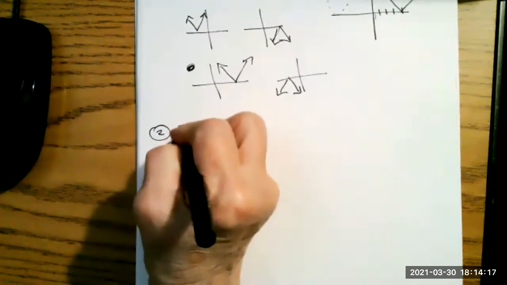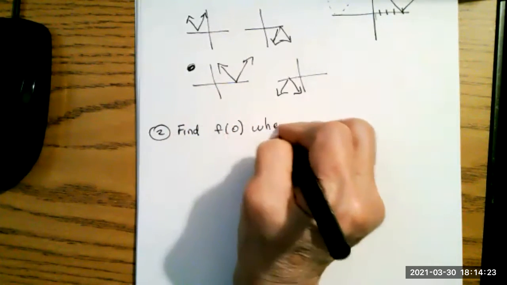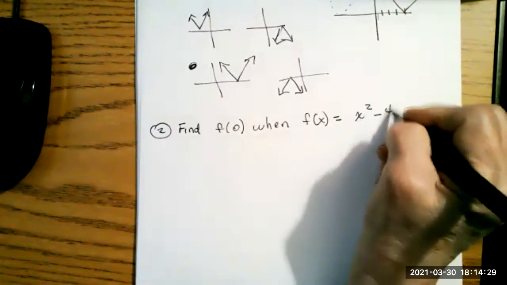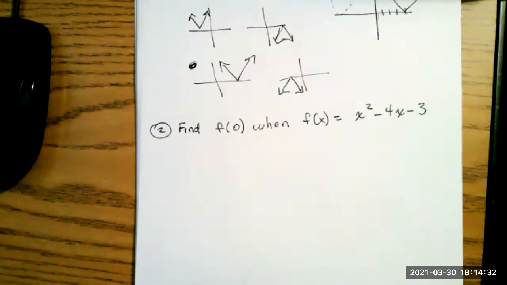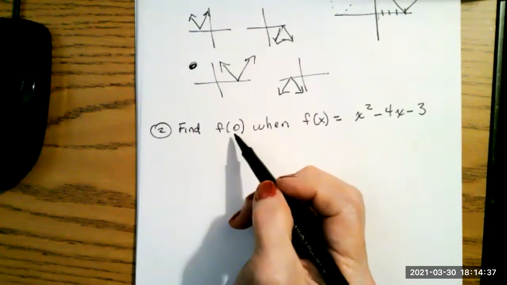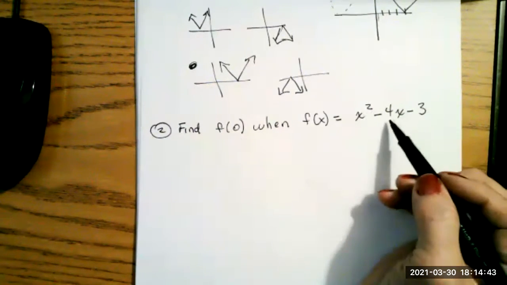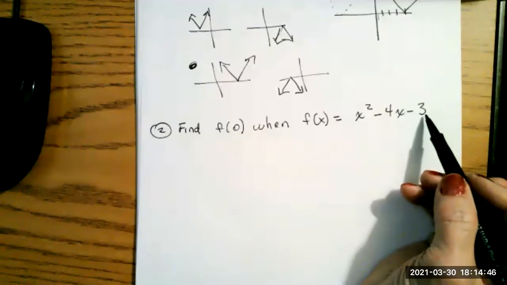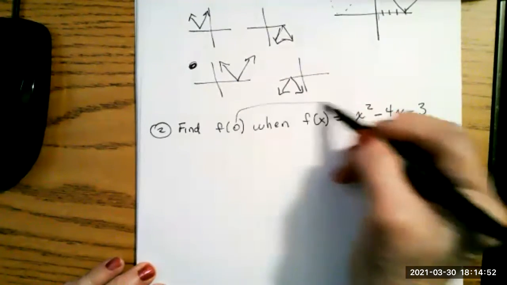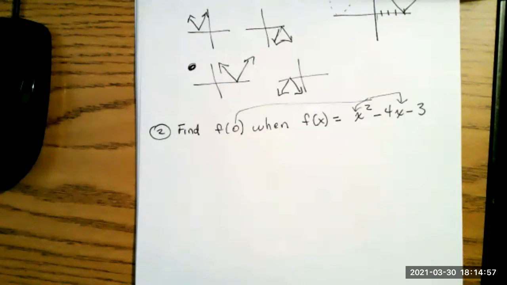Number 2, it says find f of 0 when f of x equals x squared minus 4x minus 3. And again, this might say f of -1 or f of 3 or f of 7. This might say x squared. It's probably going to say x squared. This might be 5x or 2x. This might be 7 or 3. But it's going to be in this form, and you stick this value for 0 in these x spots. I think all of you have done this enough that you can do it.